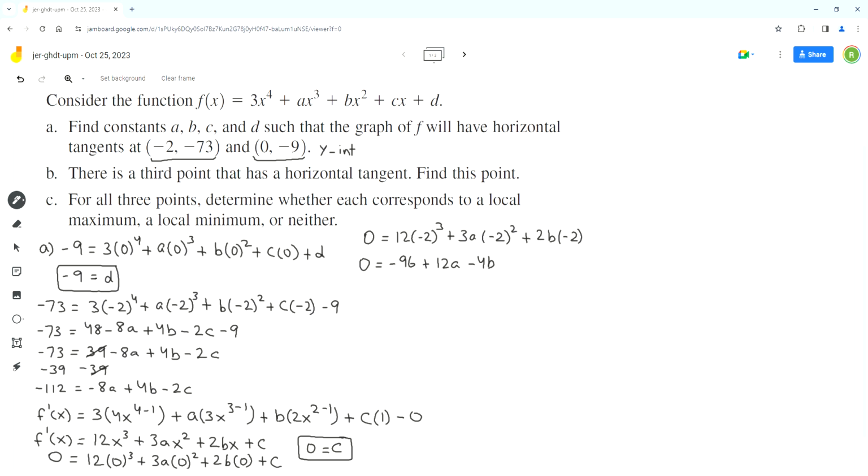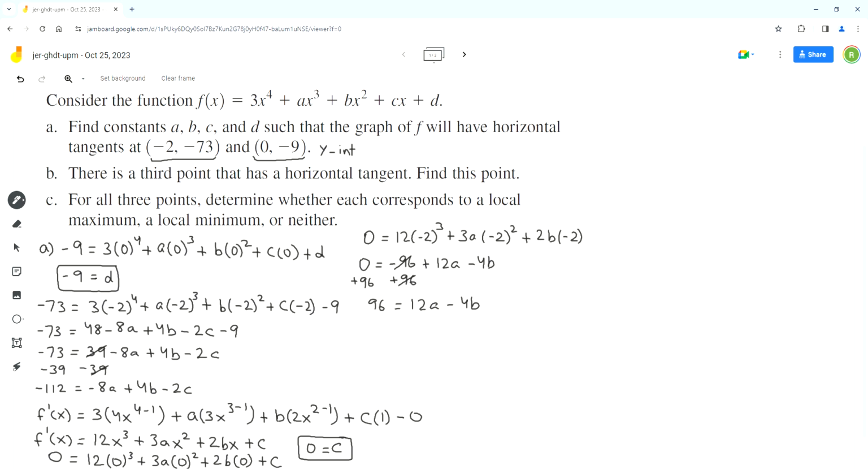Now we can move the 96 to the left side. So we add 96 to both sides. So the 96 on the right side gets cancelled out. So we get 96 equals 12a minus 4b. So this is the second equation we get with a and b.